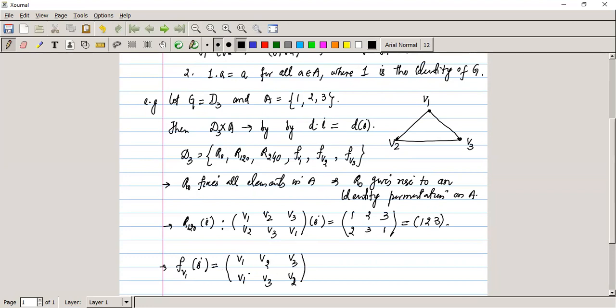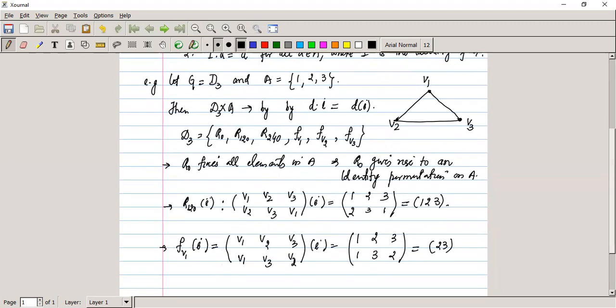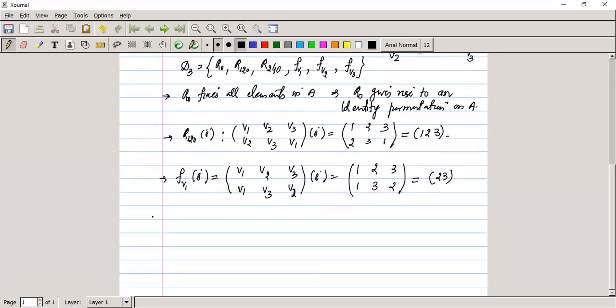Now this permutation will do something to the elements of I. So under this permutation, the element 1 goes into 1, 2 goes into 3, and 3 goes into 2. So this is the permutation (2 3), and 1 remains fixed. Therefore, in this way, we can see that this reflection FV1 gives rise to a permutation on the set A equal to {1, 2, 3}, and that permutation has this nature, which fixes 1 and interchanges the elements 2 and 3. So this is how we define the group action.